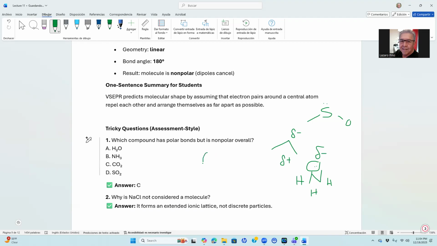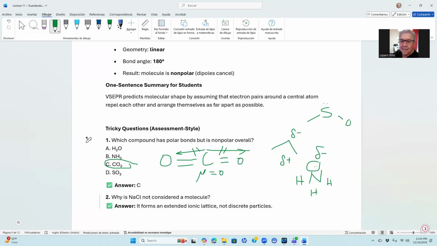But what happened in carbon dioxide? You have double bonds and it is linear, so this dipole is cancelled with this one because they are equal and in opposite directions. Then the net polarity of this compound is 0. Then the only compound that is non-polar overall is CO2.